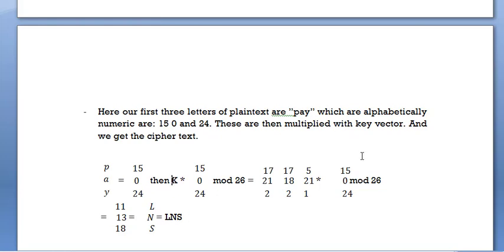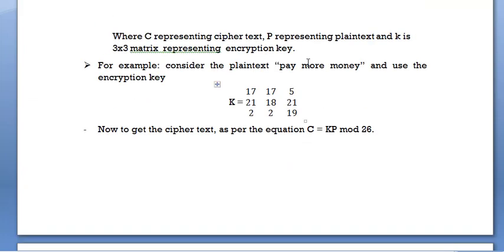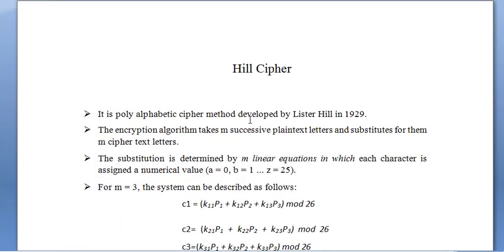Similarly you need to do it for MOR. You need to see the plain text and do it for MOR, then for EMO, and then for NEY, because the matrix is a 3 by 3 matrix. If the given matrix is a 2 cross 2 matrix, you need to divide your plain text into groups of 2. So this is our Hill cipher.